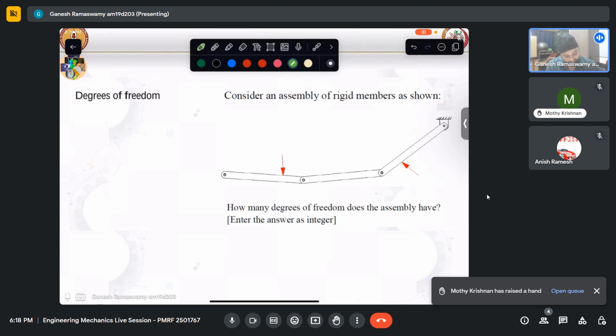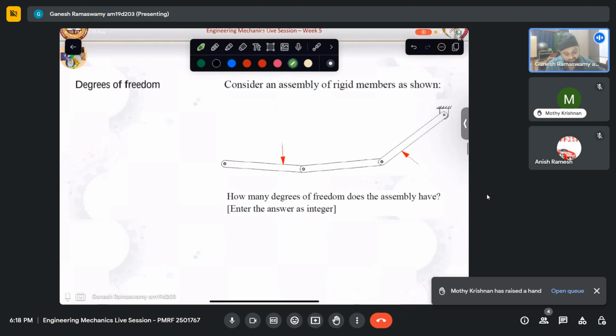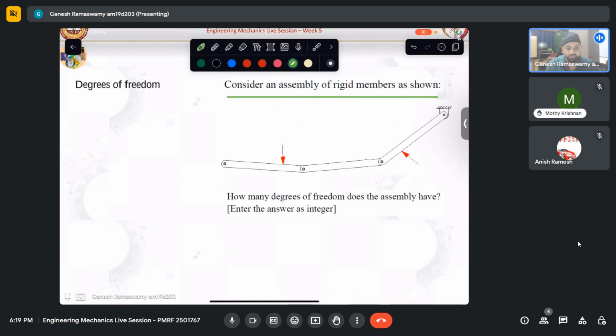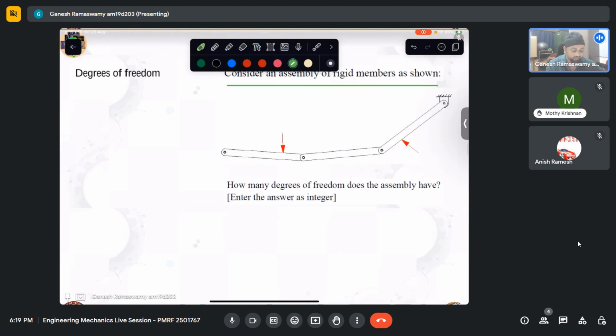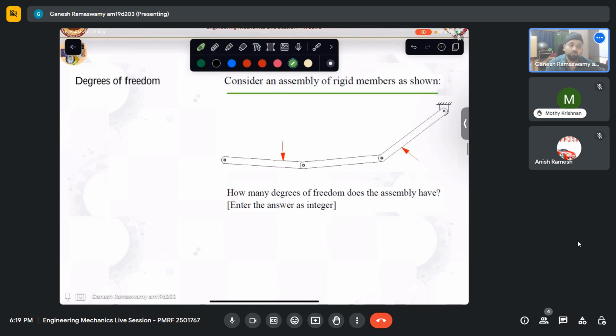Okay. So let us see what degrees of freedom are. Now we have been asked, consider the assembly of the rigid body shown. There are 3 links that are connected like this, and we have been asked to find out how many degrees of freedom are there. So what essentially are degrees of freedom? These are essentially some coordinates which define the system fully and are independent in nature.